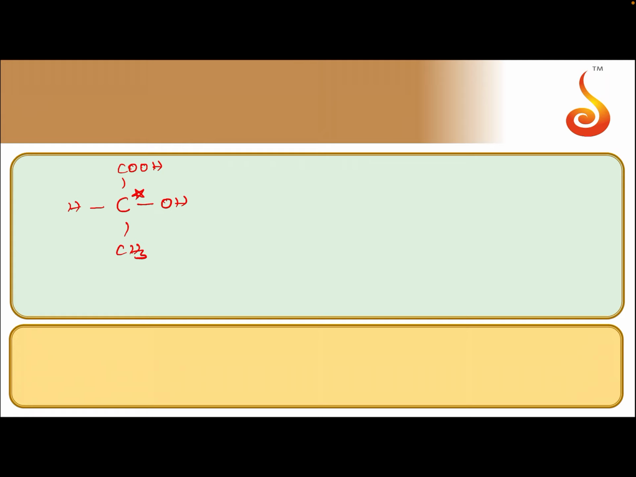If this is one isomer, and I interchange the groups on the horizontal line, I'll get another isomer. So how are these two related? Object and image, which means optically active, non-superimposable mirror images.